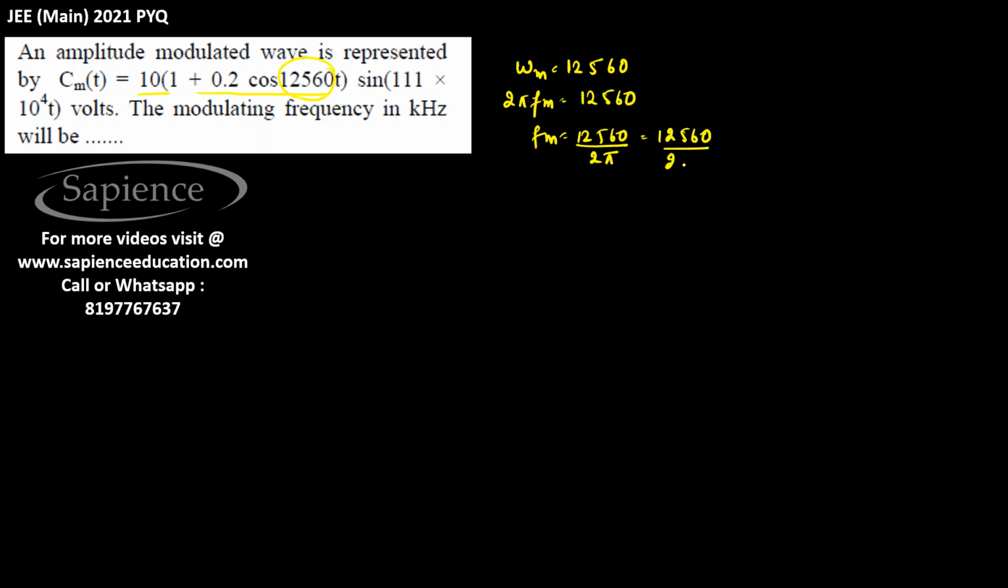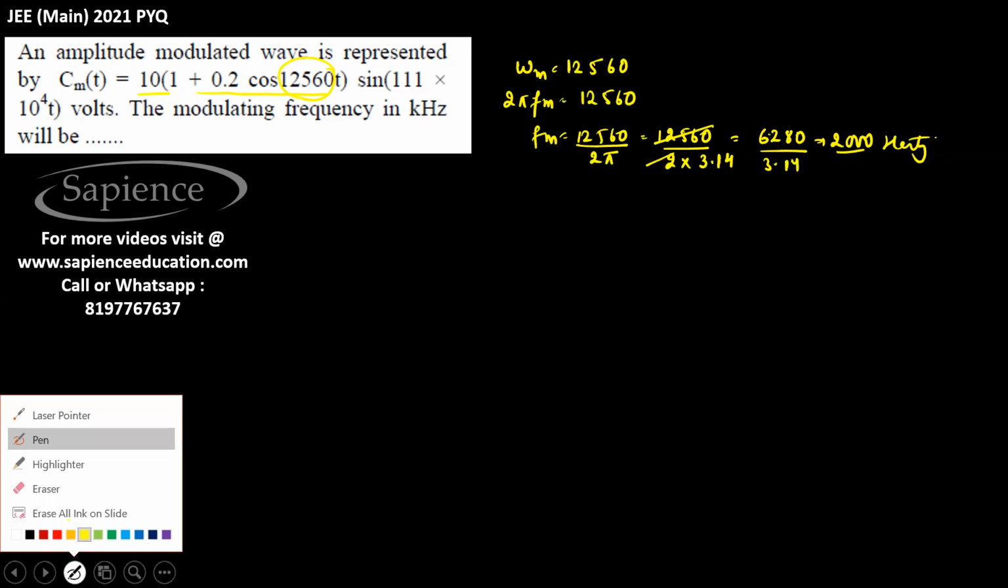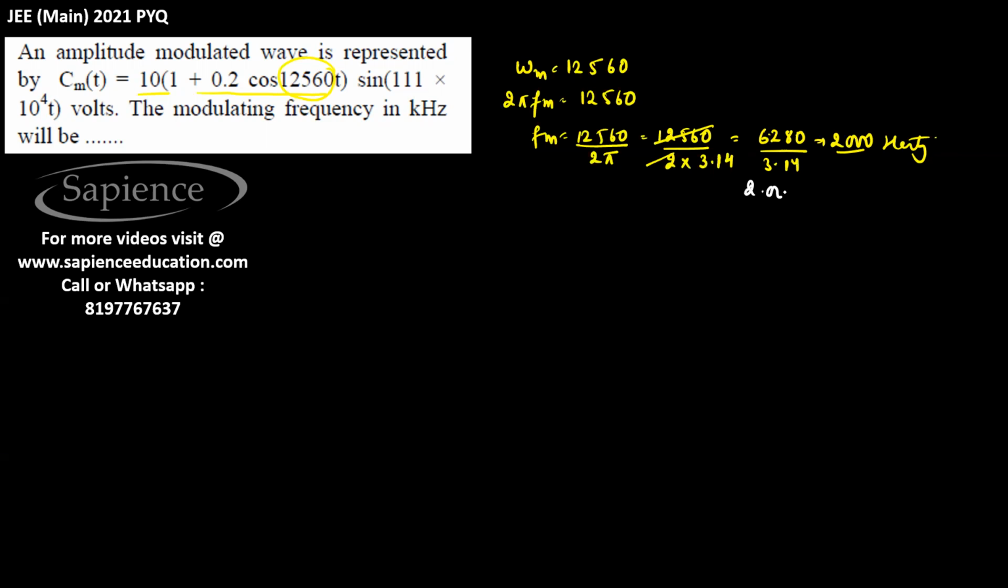So 12560 divided by 2 into pi, which is 3.14, gives 2000. So you have to mark 2000. But he asks you in kilohertz, so the answer will be 2.00 kilohertz.